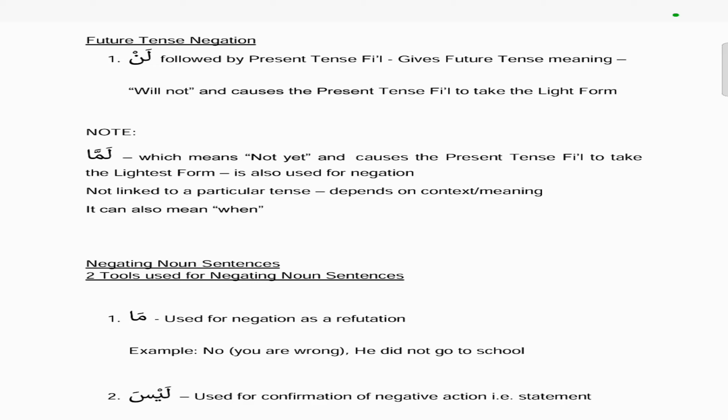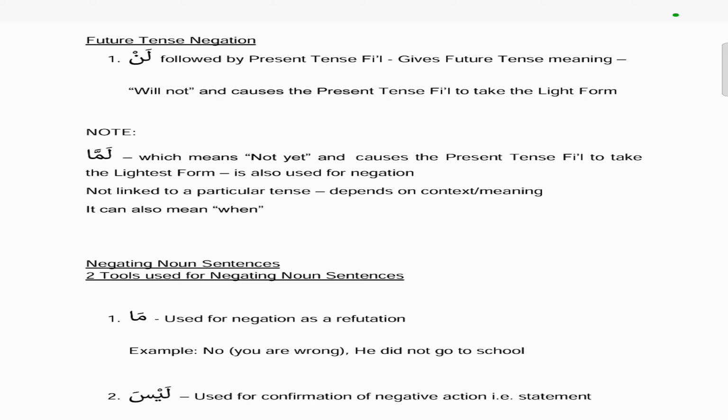We need to make a note that lamma, which means not yet, and causes a present tense fi'l to take the lightest form, is also used for negation. But it's not linked to a particular tense, and it depends on the context or the meaning. Whenever it's used, it also causes a present tense to take the lightest form, and it depends on the context of the sentence to determine whether to use lamma or not.